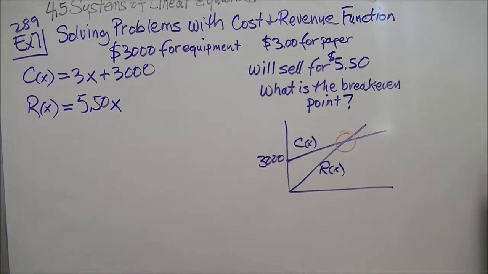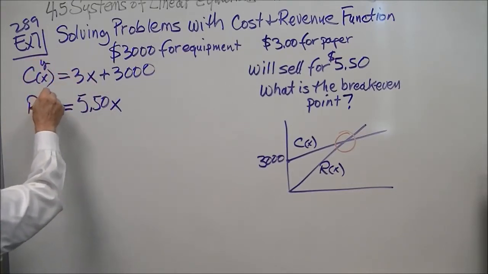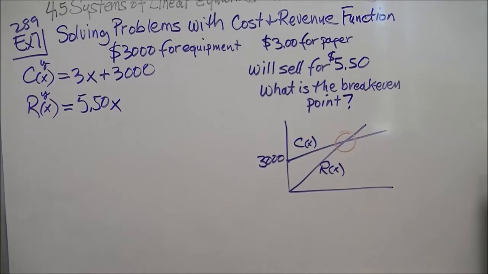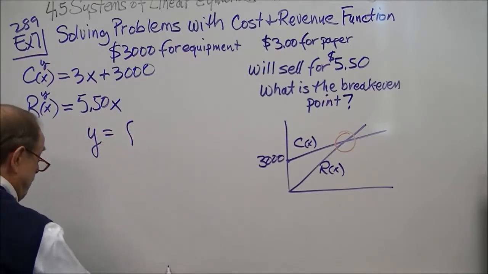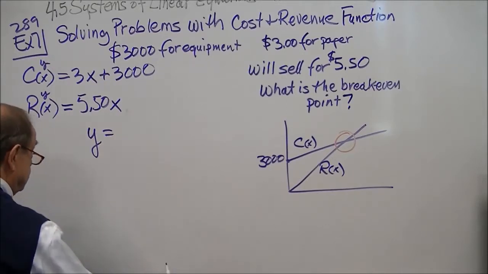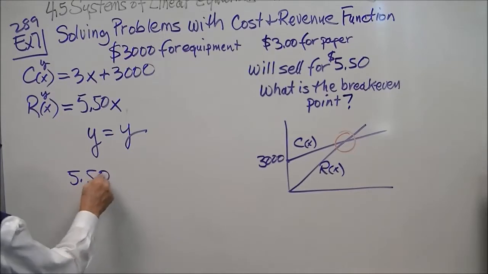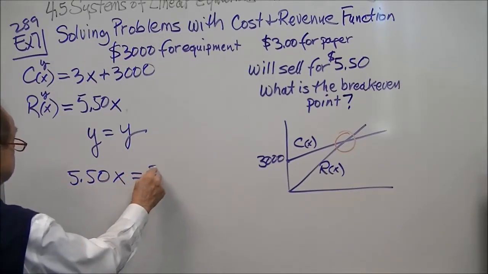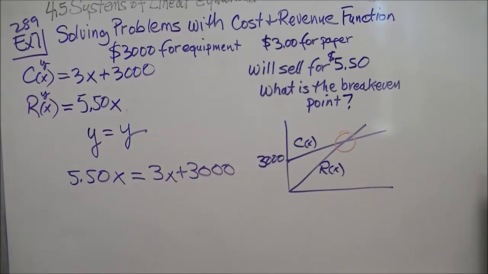Now I don't know if you remember our first one about the red meat and the poultry, where we said this was like y equals something, y equals something. Again, I think the easiest way to do this is to use the system of y equals y here. I'm thinking of function. So it's going to be 5.50x equals 3x plus 3,000. Okay?